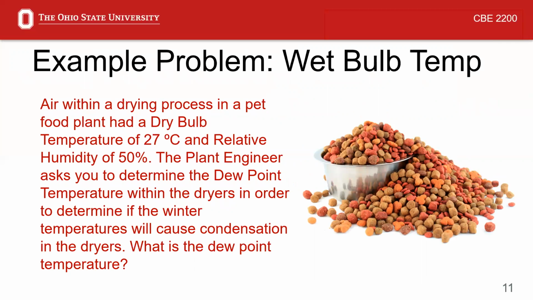I do want to go through an example problem so you can see what kind of questions you might be asked with psychrometric charts. So let's go ahead and do that. Air within a drying process in a pet food plant has a dry bulb temperature of 27 degrees Celsius and a relative humidity of 50%. The plant engineer asks you to determine the dew point temperature within the dryers in order to determine if the winter temperatures at the plant are going to cause condensation in the dryers. What is the dew point temperature for that airflow, and should you be concerned about condensation in the dryers?